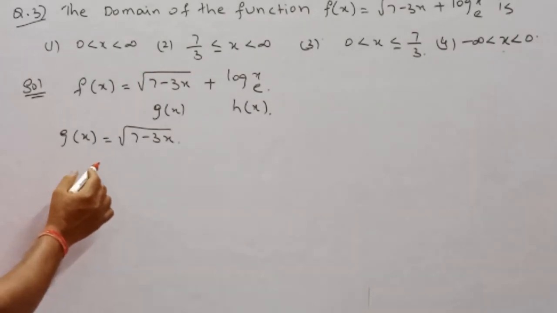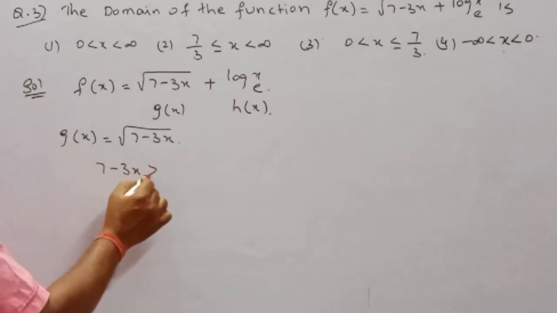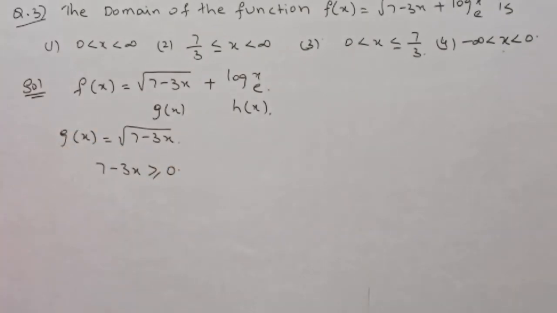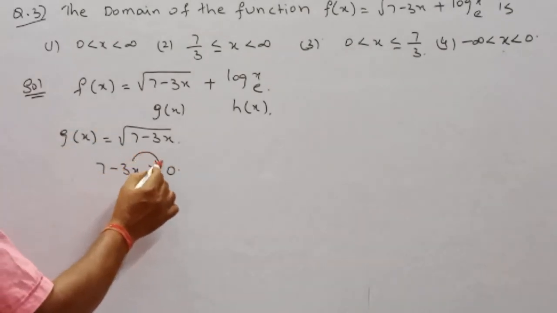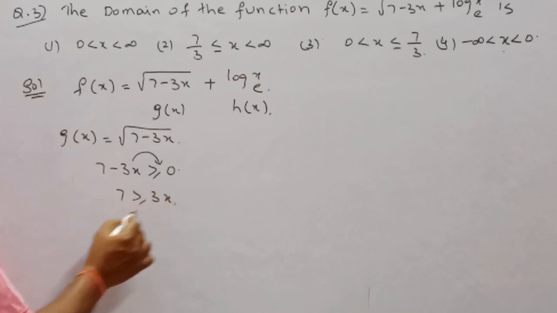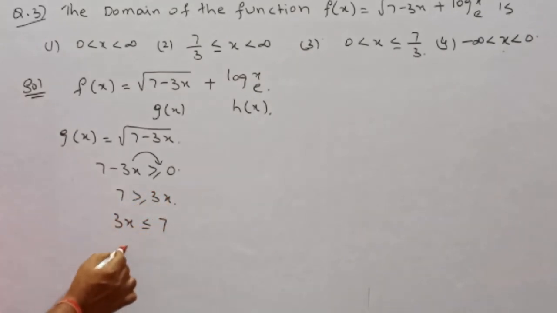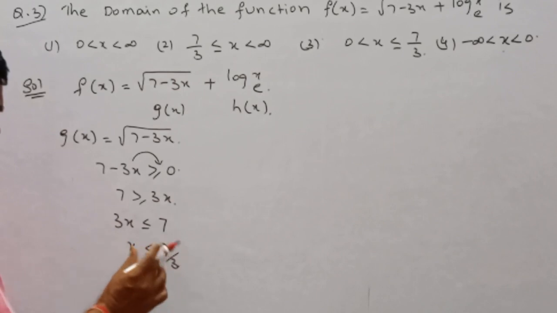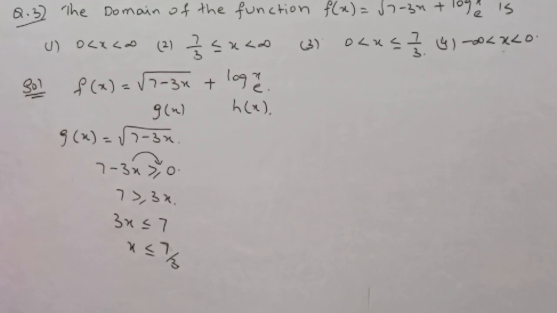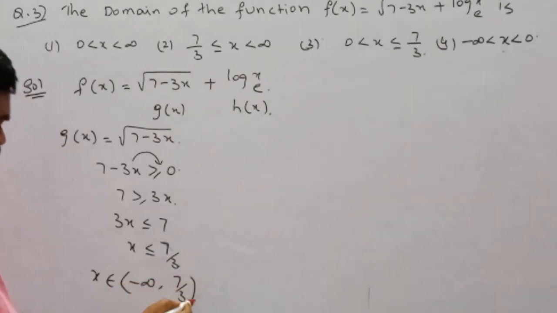So this 7 minus 3x, 7 minus 3x greater than or equal to 0. Then 7 is greater than or equal to 3x, 3x less than or equal to 7, x less than or equal to 7 by 3. Means what? x belongs to minus infinity to 7 by 3, closed at 7 by 3. This is the domain of this function.